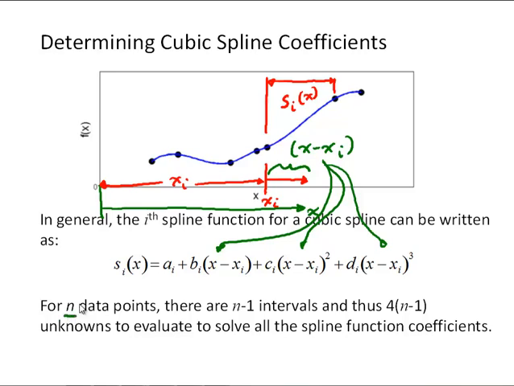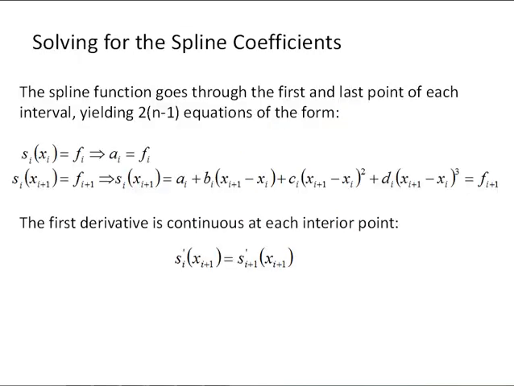Now, for n data points, we're going to have n minus 1 intervals. So n minus 1 spline functions, and for each of those n minus 1 spline functions we have 4 constants. So we have 4 times (n minus 1) unknowns to solve for the spline function coefficients. So let's look at how we can apply those constraints we discussed earlier to solve for those coefficients. We'll start by noting that the spline function goes through the first and last points of each interval. That's going to yield 2 times (n minus 1) equations.